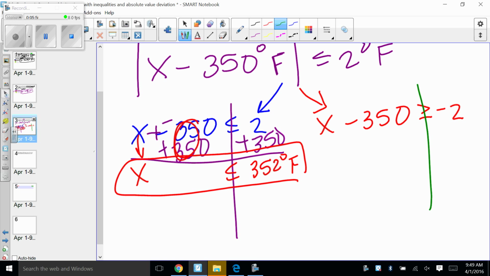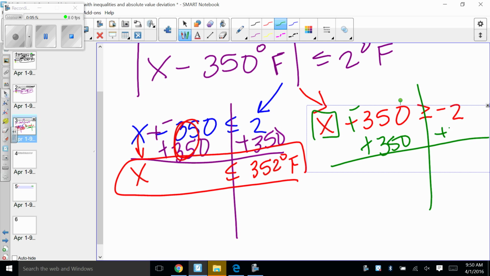Another example, the other end then. What else will we accept? Well, we stop, chop, chop there. We're going to solve by getting the variable alone. We add 350 degrees, copy, paste, working left to right. We will also accept negative 2 plus 350, which is 348 degrees.